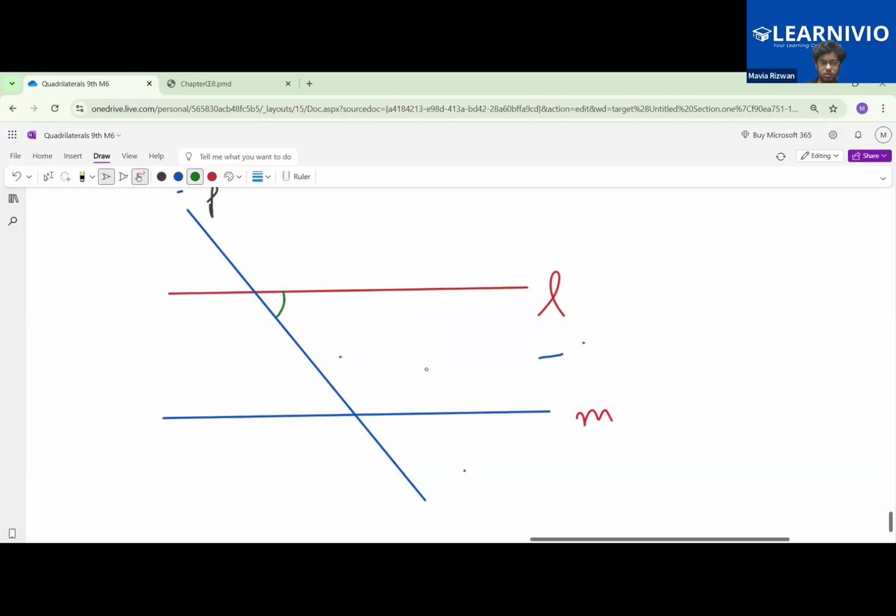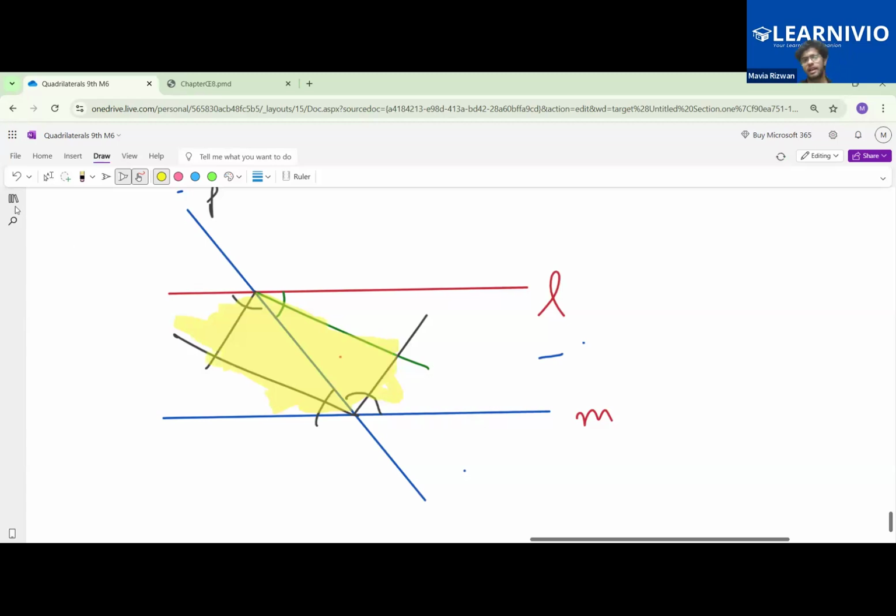The bisector of this would be this, we have this line. The bisector of this would be this, and we have this one. So we have to prove that. Let's name this figure. The figure I'm talking about is this quadrilateral. Is this clear to you all? They are saying this quadrilateral is formed by the bisectors of the interior angles.